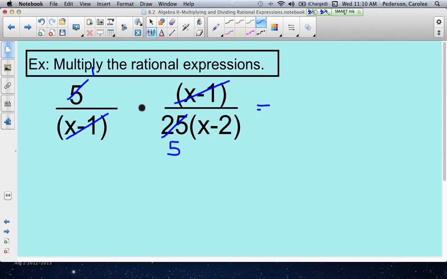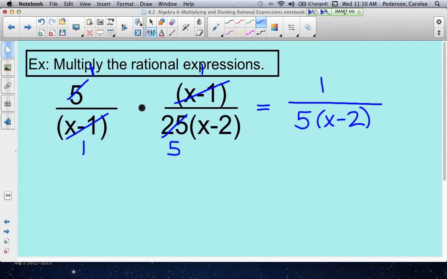So what I'm left with then is a 1 here and a 1 here. So when I multiply those together, I get 1. I'm left with a 1 here times 5 times x minus 2. So 1 times 5 is 5, and then x minus 2.